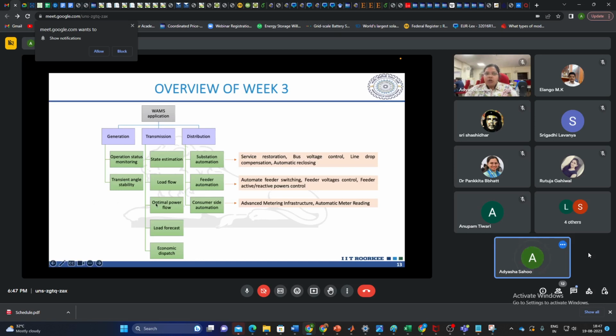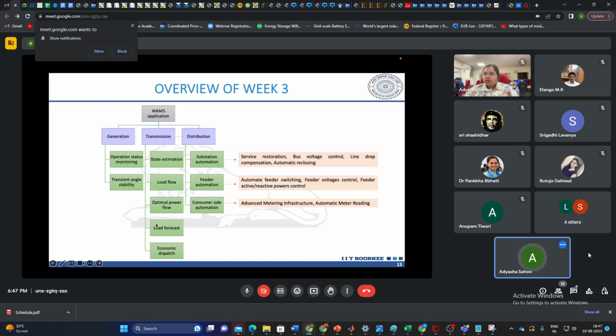Then we have optimal power flow. Before that, let's discuss what economic dispatch is. In economic dispatch, what we are trying to do is minimize the generation cost of the generators to meet some amount of load. So that is economic dispatch. In economic dispatch, we are not considering the line limits of the transmission lines. So if along with economic dispatch we consider the line limits, we get optimal power flow.